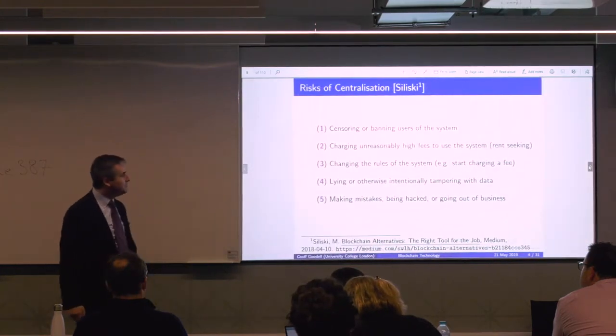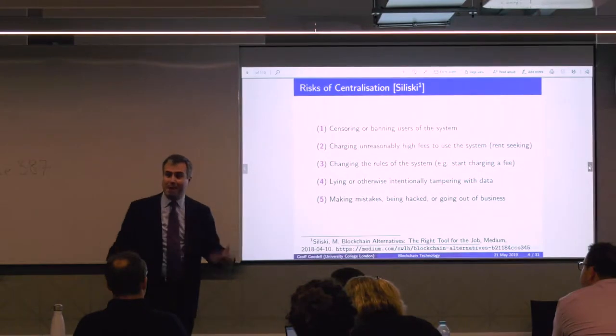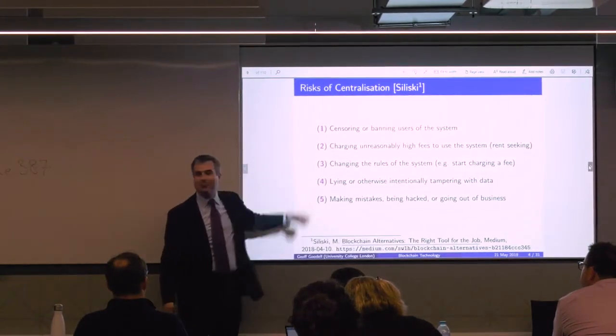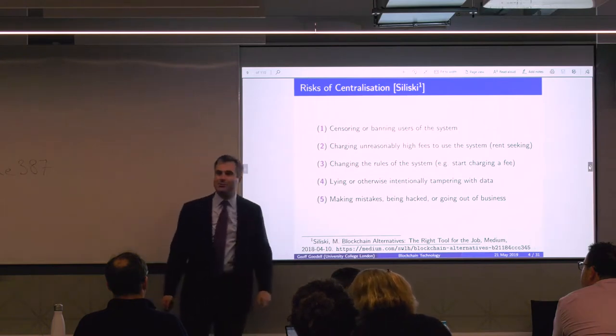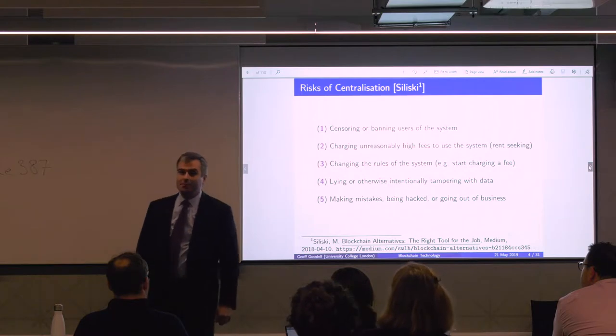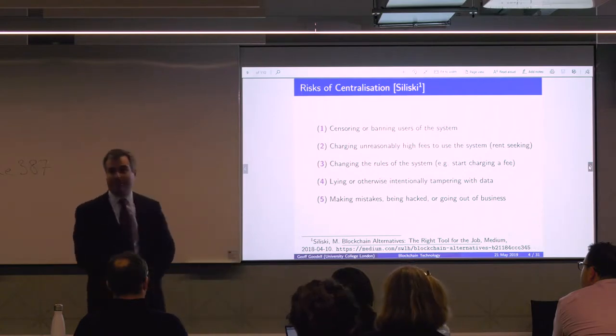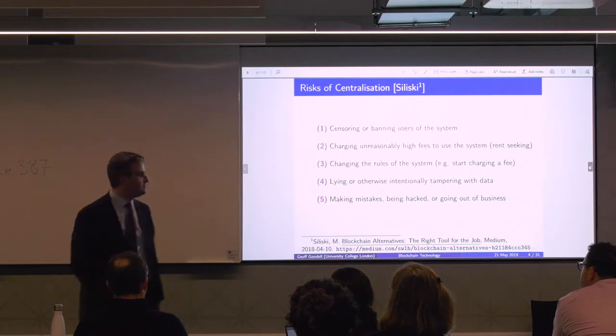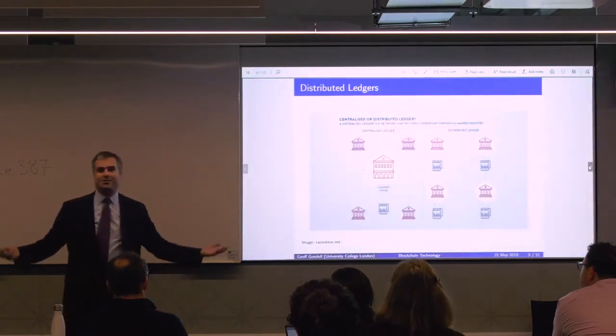And finally, that central party might actually be well-intentioned. It might not want to create blacklists, might not want to seek rents, might not want to change the rules, and might not want to lie, but it might make mistakes, might get hacked, might go out of business. There are a lot of problems. Enter distributed ledgers.